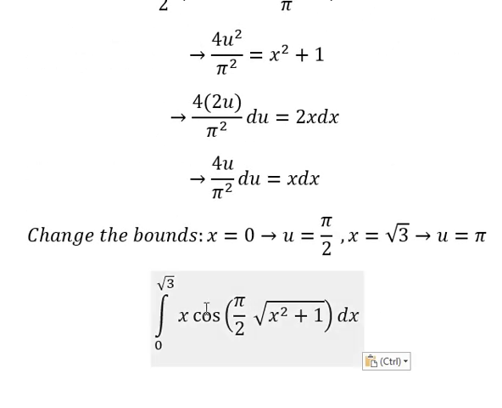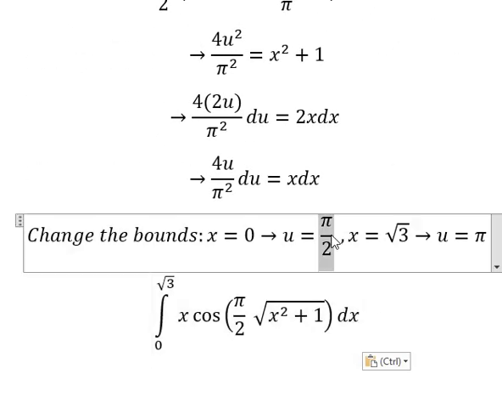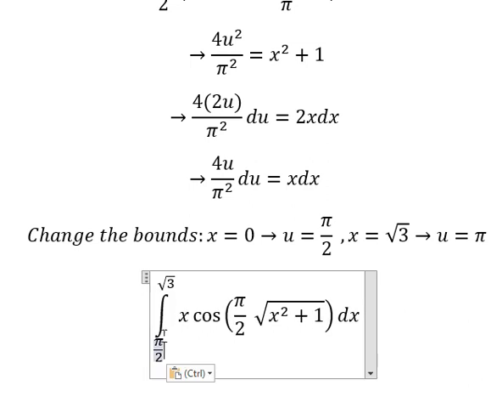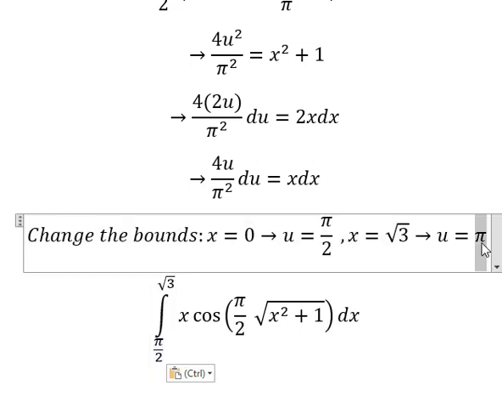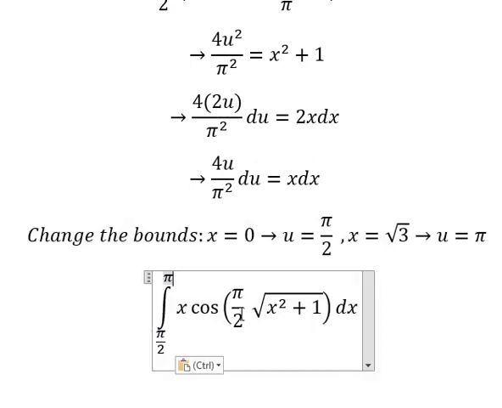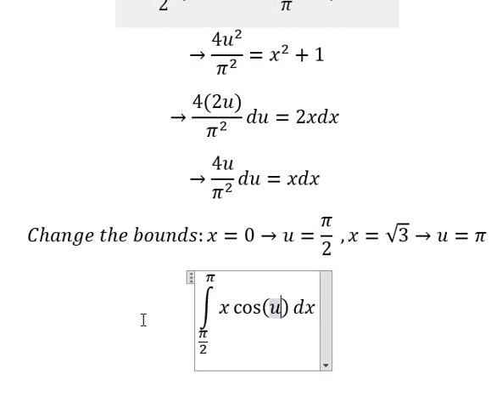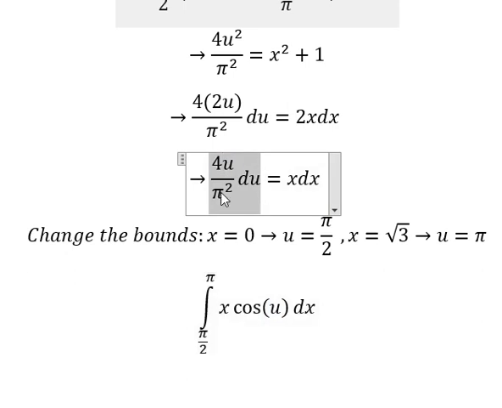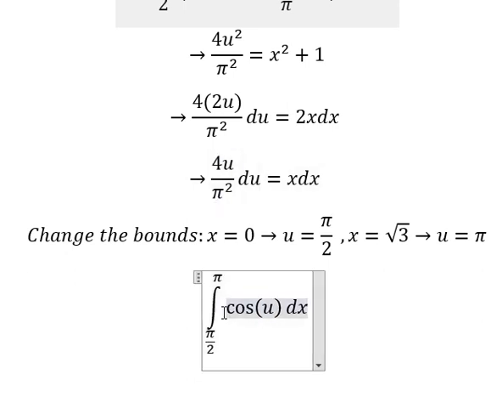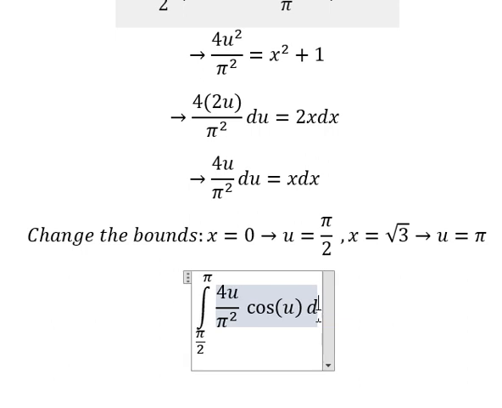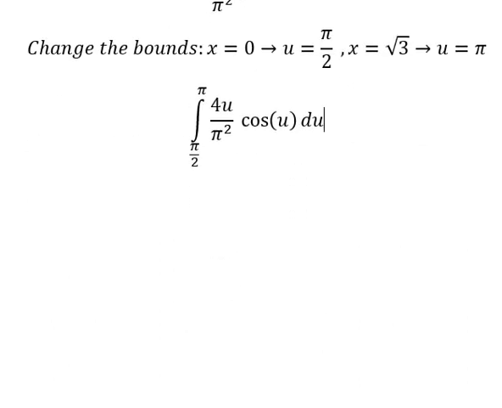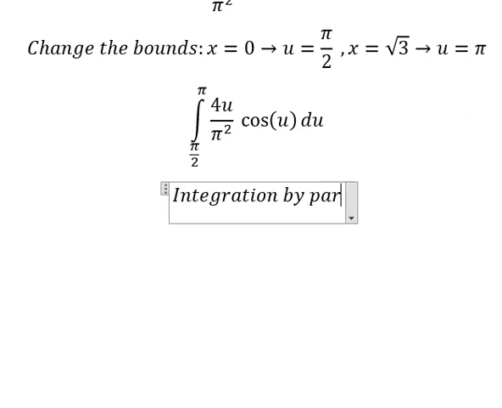So number 0 we change to b over 2. This one is b. This one is u. The s is this one. Next, we can use integration by parts.